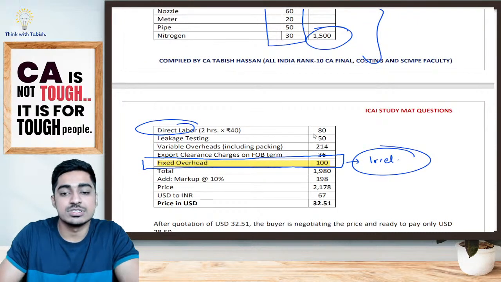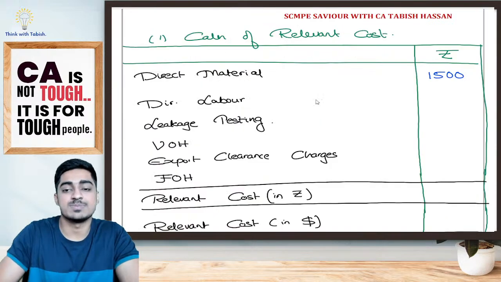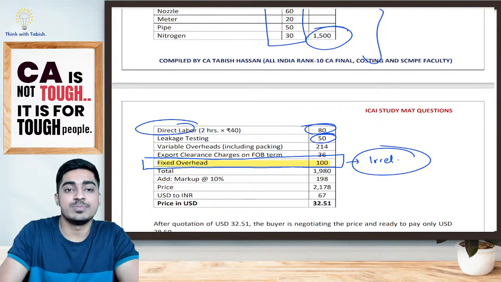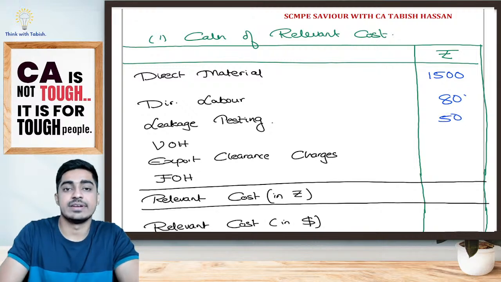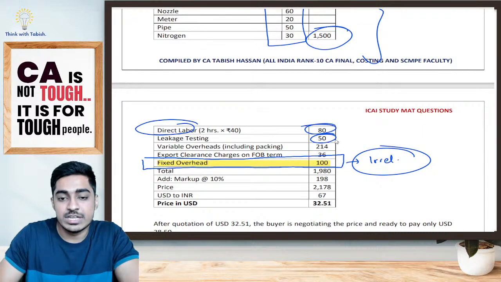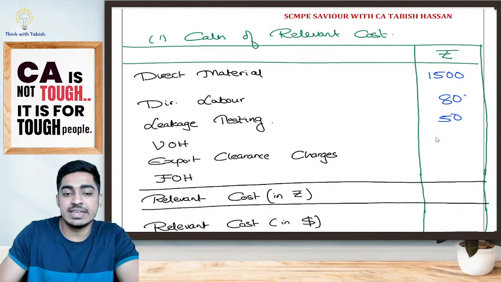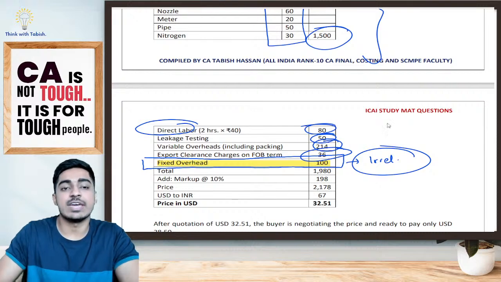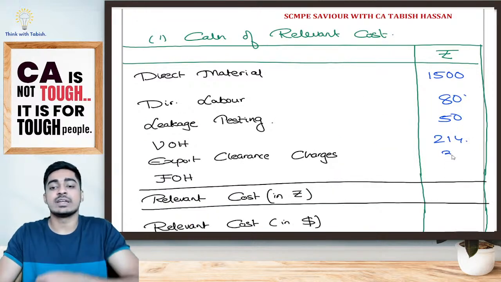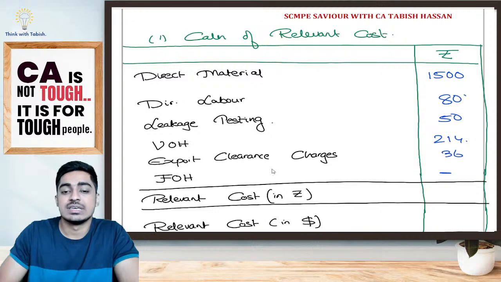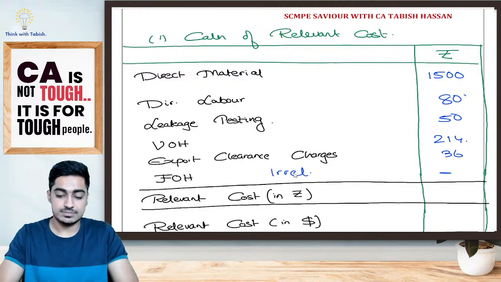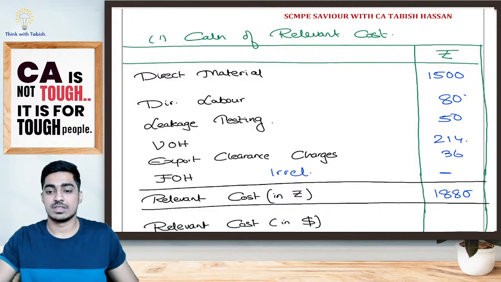Next, direct labor cost. Nothing is given. We'll assume 80 rupees. We are specifically incurring. It is relevant. Next, leakage testing, 50 rupees. We'll assume it is relevant. Next, variable overheads, 214. Specifically incurring. Relevant. Export clearance, 36. For every unit, to get the clearance, we have to incur 36 rupees. But fixed overheads is irrelevant, students. So how much is the total cost? Tell me, students, what is the total cost? 1880. Perfect. The total cost is 1880.